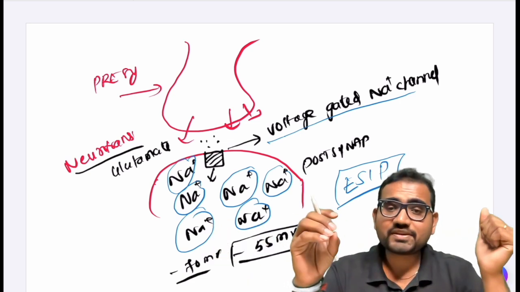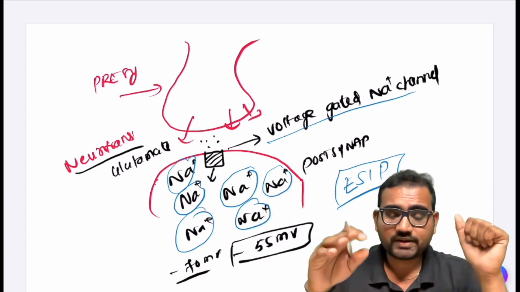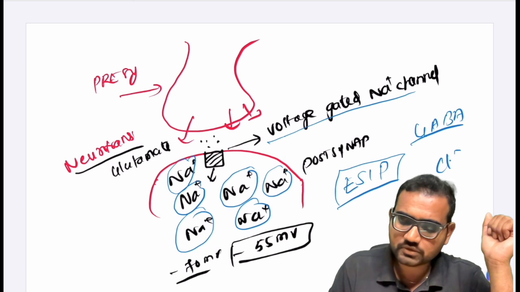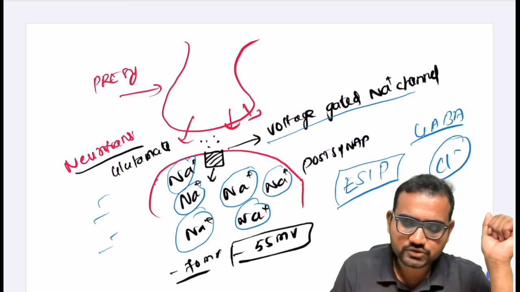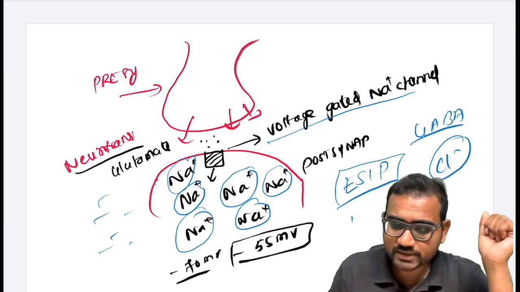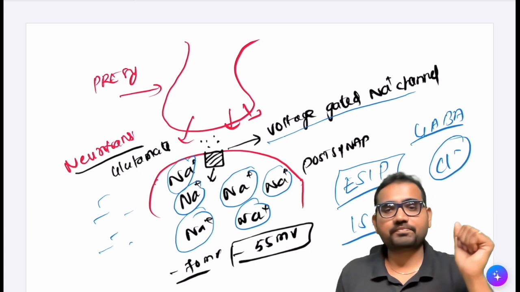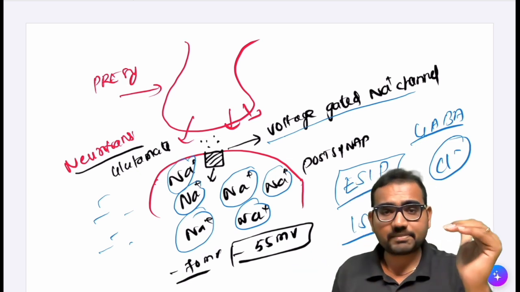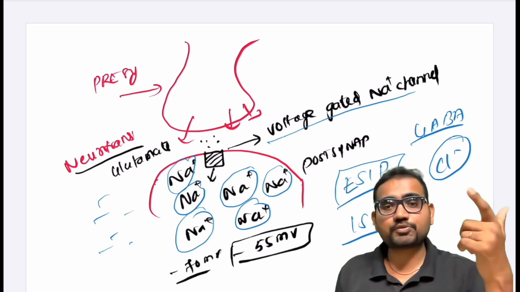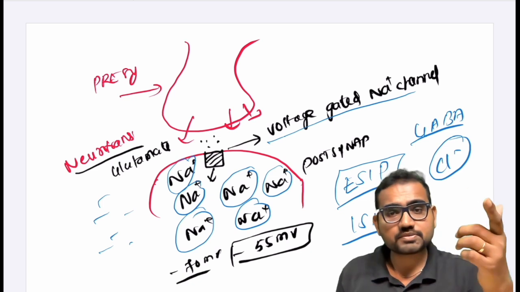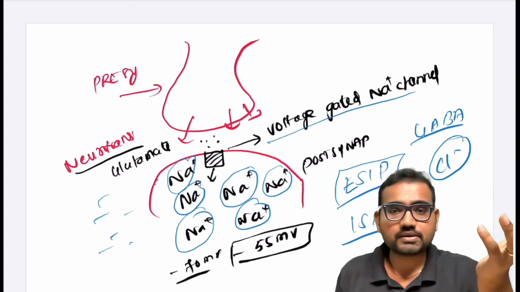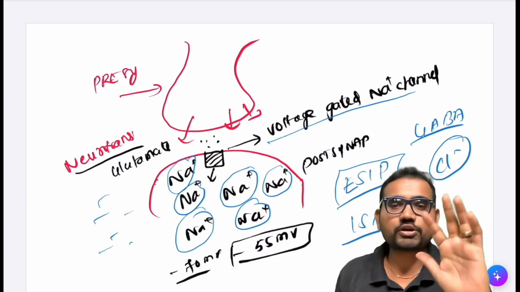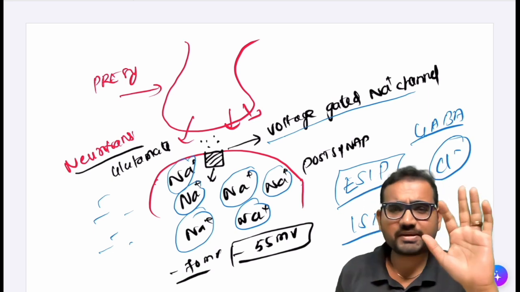What happens if there is more negative ion influx? Say for example GABA. GABA releases chloride ions, so more negative ions come in. This is called IPSP, inhibitory postsynaptic potential. Whenever there is EPSP, positive ions come in and the action potential is stimulated. Whenever chloride ions come in, like with GABA, there is going to be hyperpolarization, not depolarization. These are very basic differences.